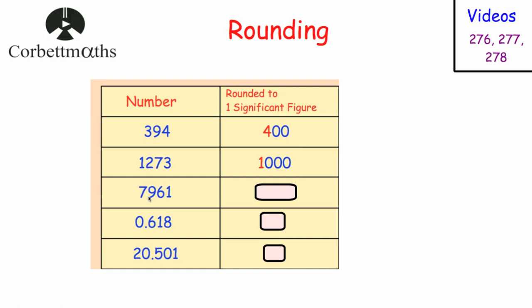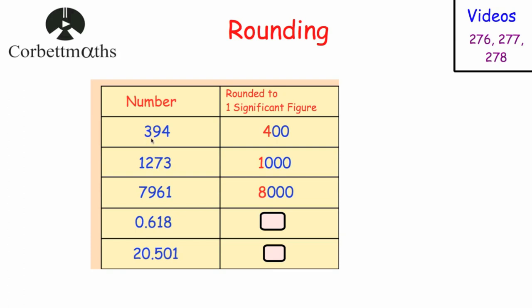Then we've got 7,961, so again we're allowed just one number followed by zeros, so we could have 7,000 or 8,000. This is closer to 8,000, so to one significant figure we would have 8,000. And some people, if you're rounding to one significant figure, look at the second digit, and if it's 5 or above, you round up. If it's 4 or below, you round down.